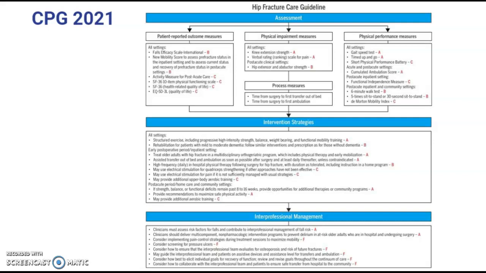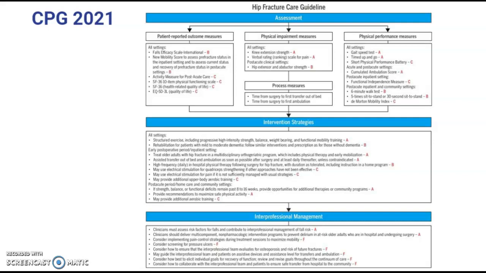You see right there in the middle, physical impairment measures. They have letters by each thing that it's graded, A through F. The things marked with the A's are what I paid the most attention to. So super important to gather knee extension strength as well as verbal rating scale for pain. And then you can see on the right the physical performance measures. Finding gait speed, their timed up and go, their accumulated ambulation score is super important. And then you have the 6-minute walk test and 5 times sit to stand or 30-second sit to stand there as well.